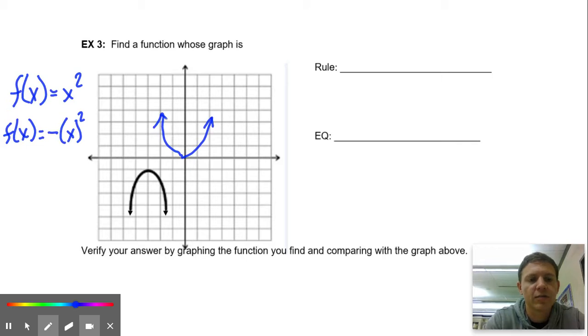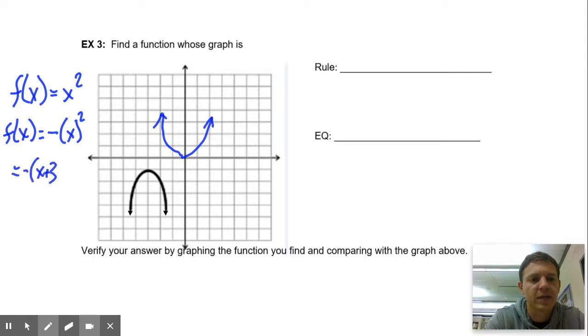Okay, so how do we move left 3? Remember, that is like having a plus sign inside. So I'm going to quit writing the f of x over here. But we need to put a plus sign in there now. That moves us left. Then to go down 1, we need to have a subtract 1 on the outside. Okay, and h is a plus 3, and minus 1 is the k.